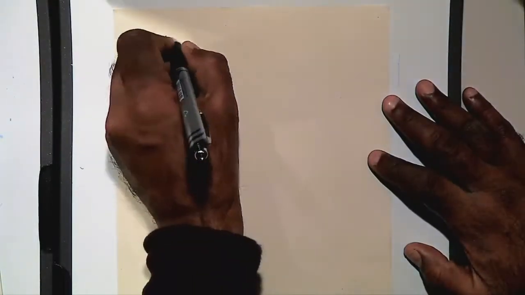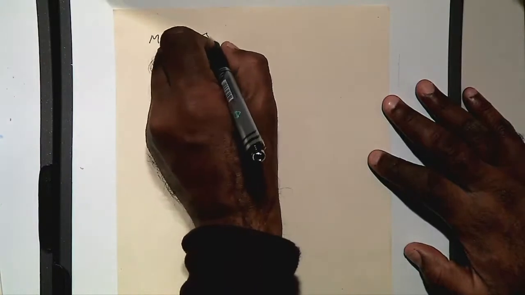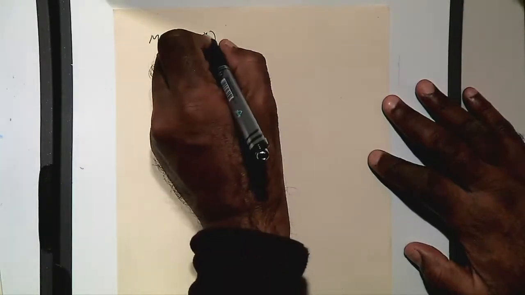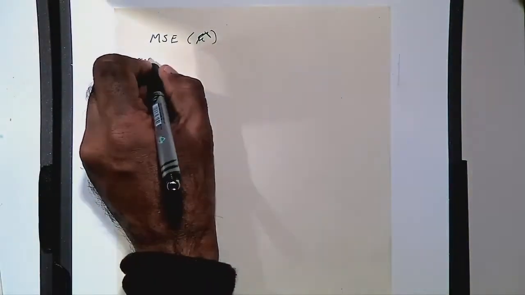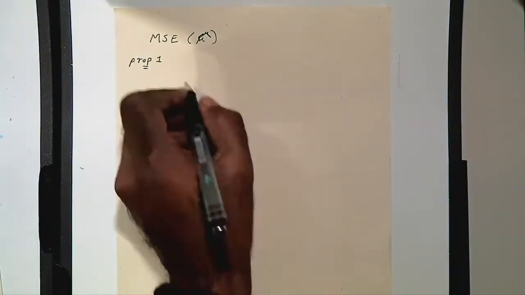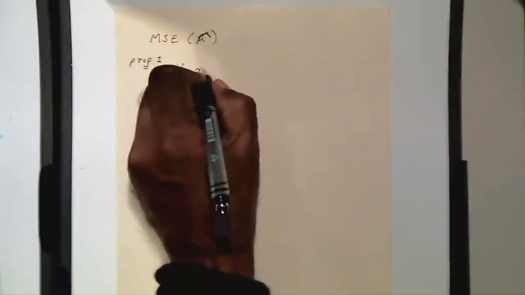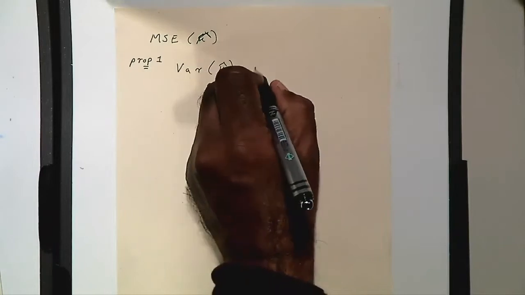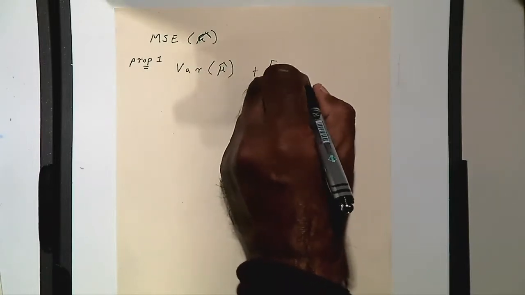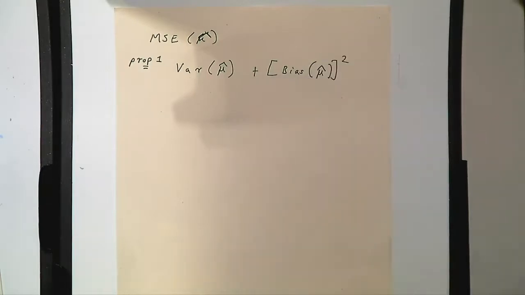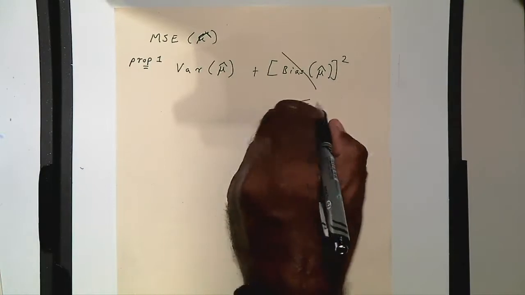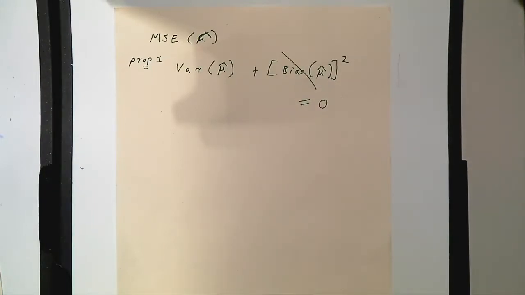I want to find the MSC of mu hat. Now, the MSC of mu hat is, because, remember property 1, property 1 says that MSC is the same as the variance of mu hat plus the bias squared, right? Now we have shown that the bias is 0. So this guy here is equal to 0, right?